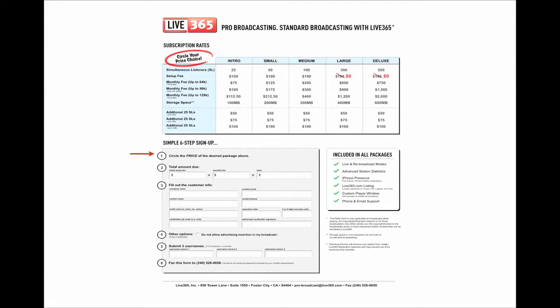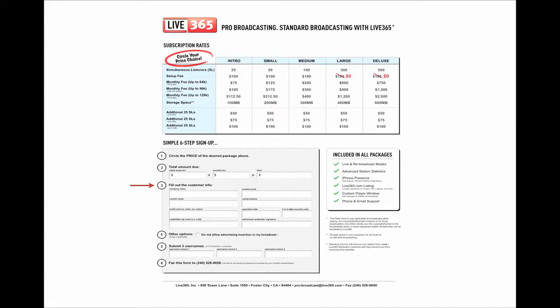If you move down to number 2, the total amount due is your setup fee, which is $199, unless you're starting a large or deluxe station, then it's simply $0, plus your monthly fee, which equals your total amount due at this time. Number 3 is where you fill out information about yourself, your company name. Now, if you're not part of a company, you can simply put your name or the name of your organization, contact email, contact name, and phone.